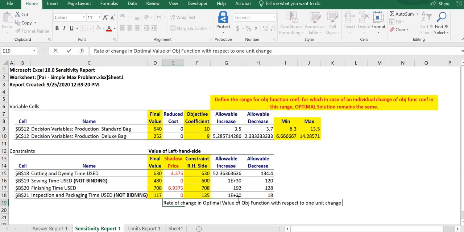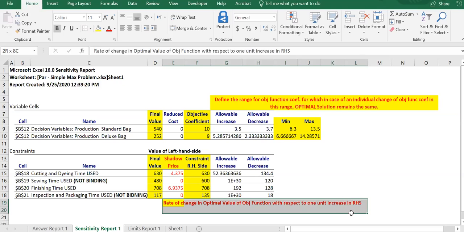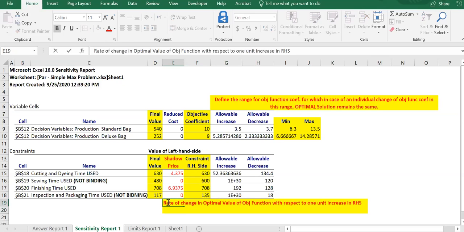You can check that. Rate of change in the optimal value of the objective function with respect to 1 unit increase in RHS, in the value of the right-hand side. And that is the definition of shadow price. Let me just add this.